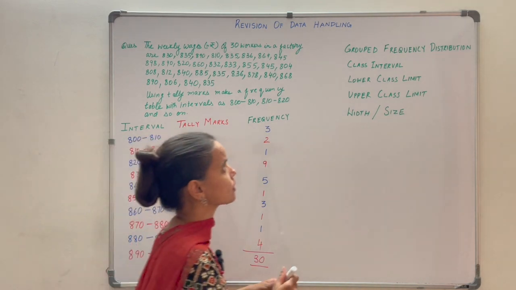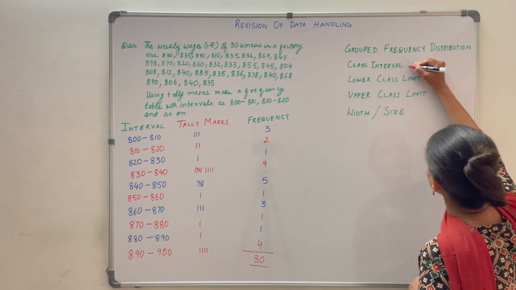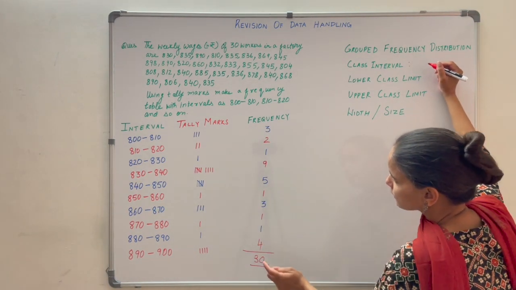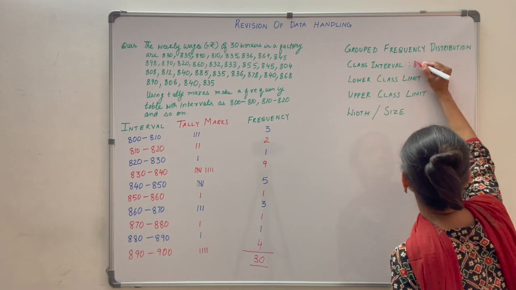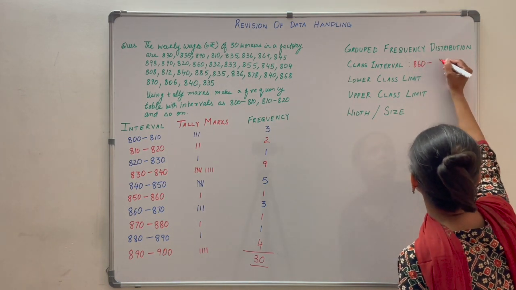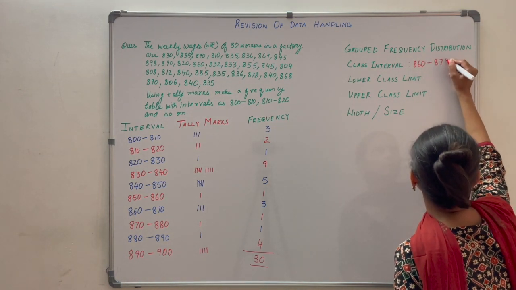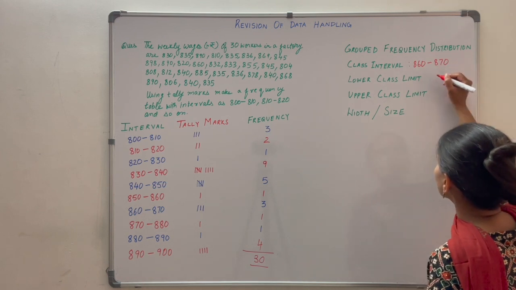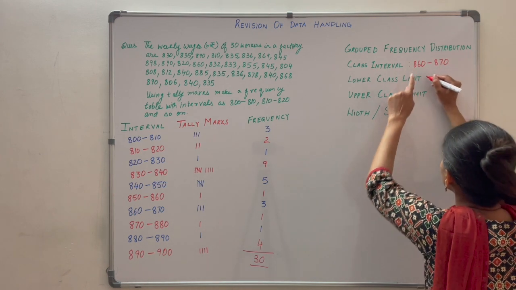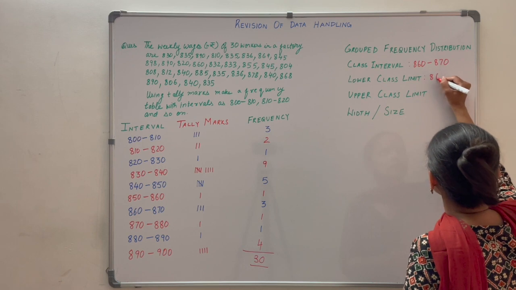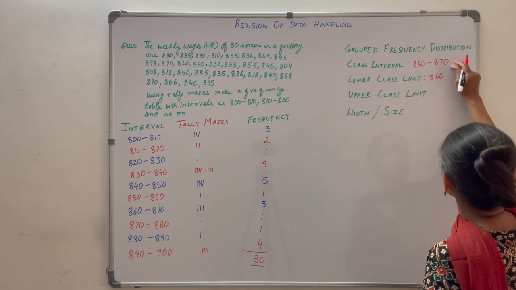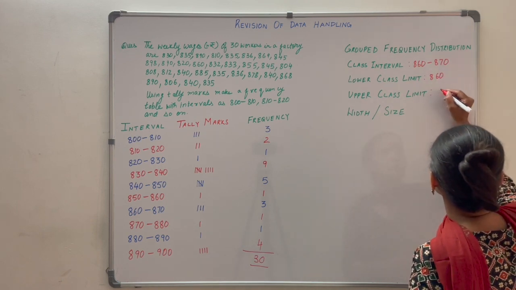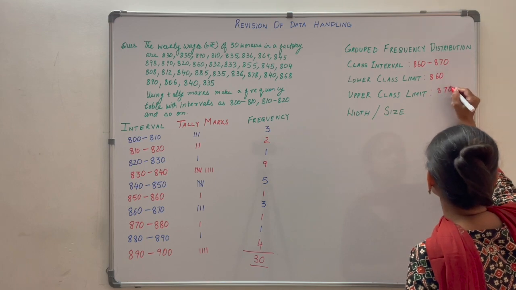So let us write down some examples here. If I take a class interval, say from 860 to 870, this is a class interval. What is the lower class limit here? Here the lower class limit is 860. What is the upper class limit here? The upper class limit is 870.